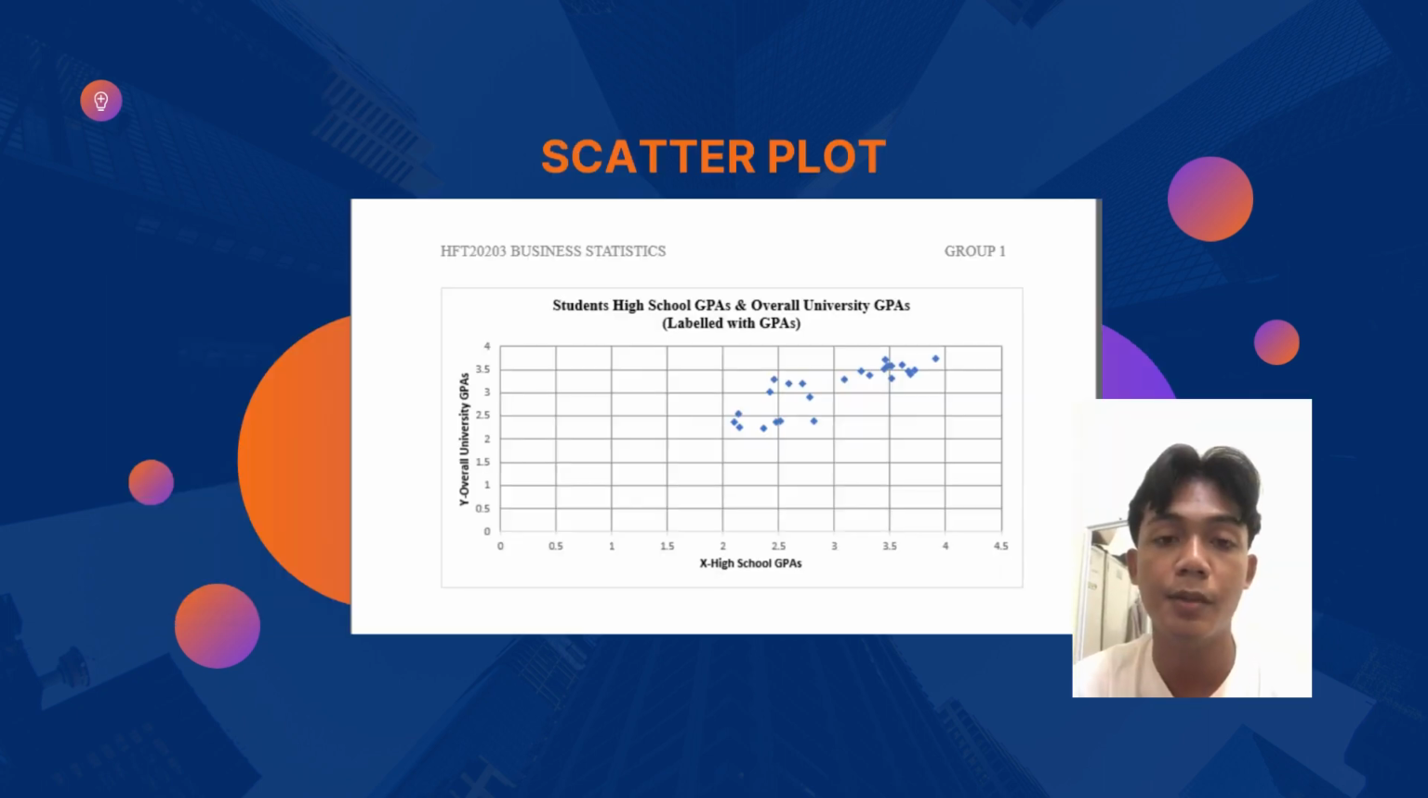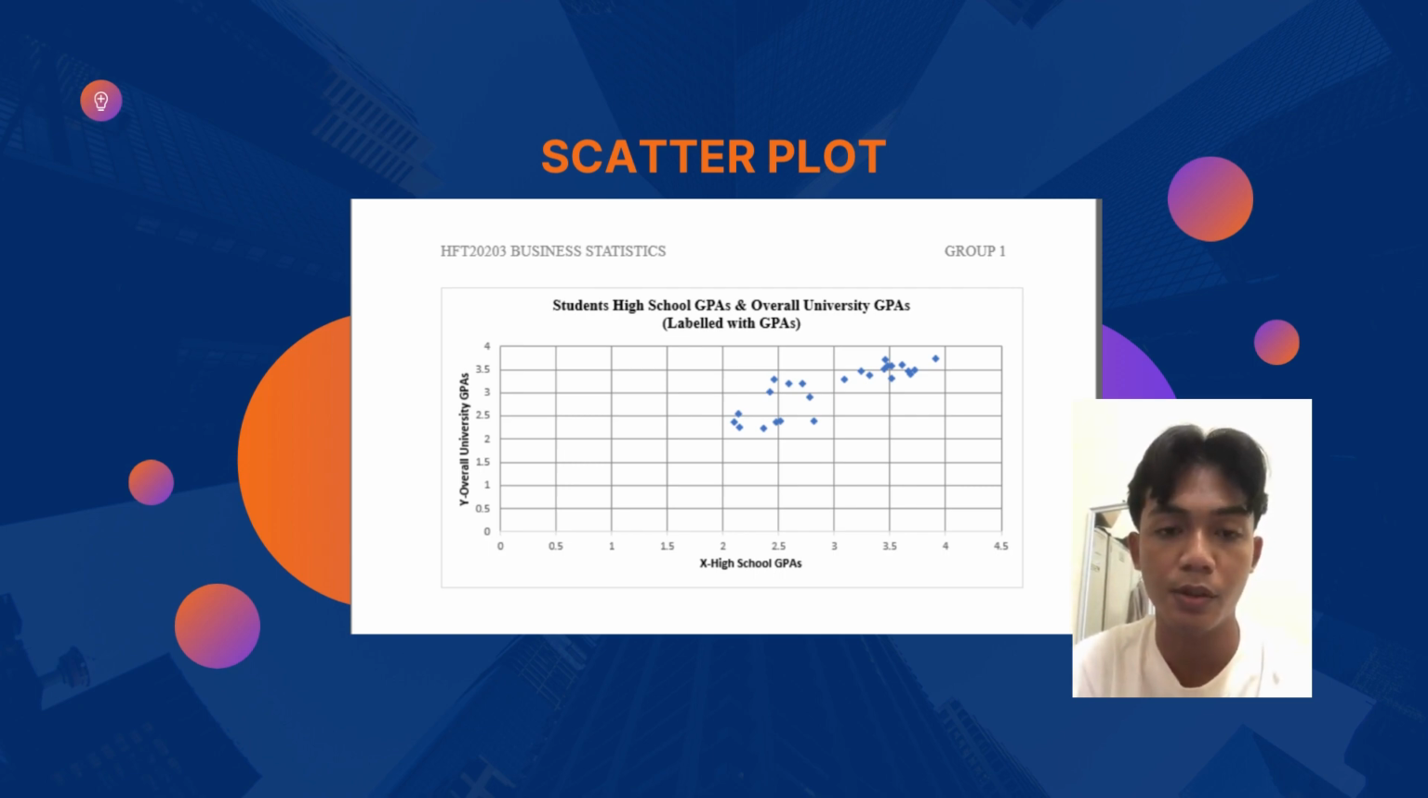For number 6, the scatter plot comparing students' high school GPAs and overall university GPAs shows a positive correlation, indicating that higher high school GPAs tend to be associated with higher university GPAs. While there are some fluctuations in the data, the majority of the data points on the scatter plot demonstrate an upward trend, suggesting that academic success in high school can be a good indicator in college.